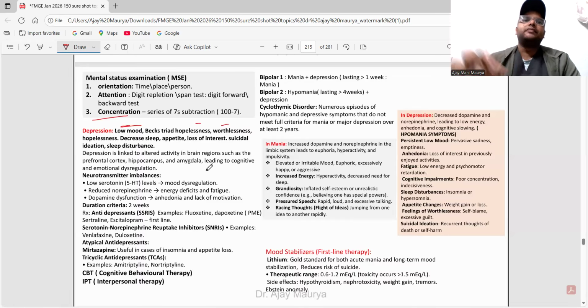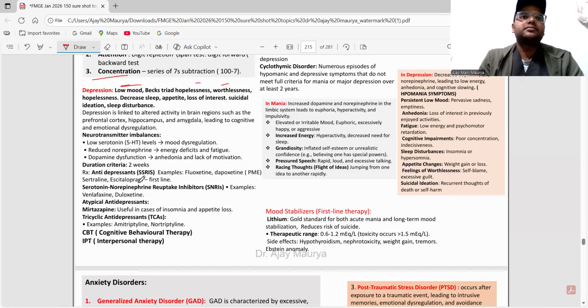We are having the SSRI. We are having the SSRI. SSRI means selective serotonin reuptake inhibitors. SNRI, they are the serotonin norepinephrine reuptake inhibitors. Example, venlafaxine, duloxetine. Okay?